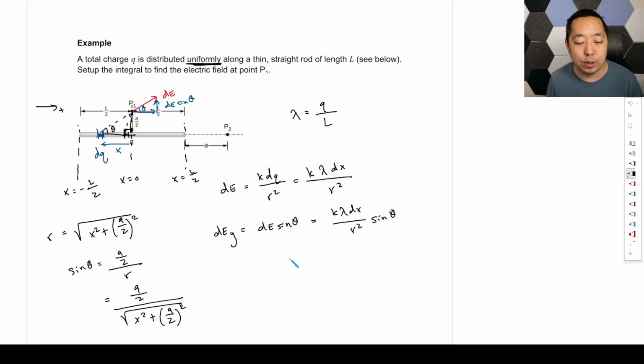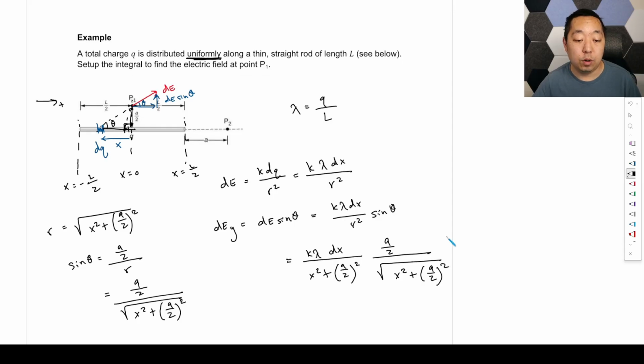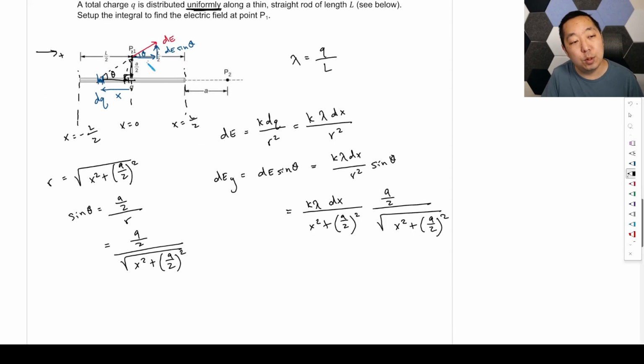Okay, so k and lambda are constants, so we don't have to worry about that. dx is there. Now r squared is this thing squared, which is x squared plus a over 2 squared. And we can get rid of the square root because that's r squared, right? So if I square that, I would get rid of the square root. And sine of theta is going to be a over 2 over the square root of x squared plus a over 2 squared. Okay, and then we're almost done. We just got to replace the lambda because the lambda wasn't given in the problem. We got to make that q over L. So then we're going to integrate that, but replace that with q over L.